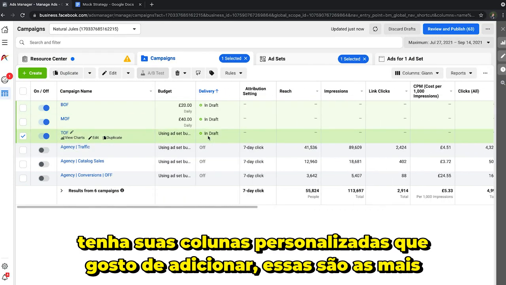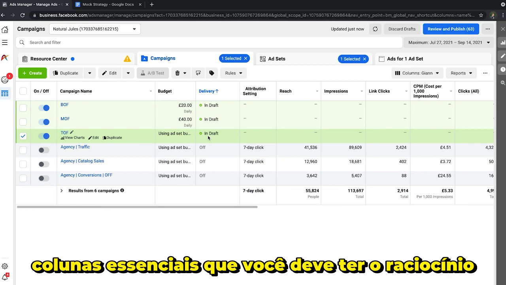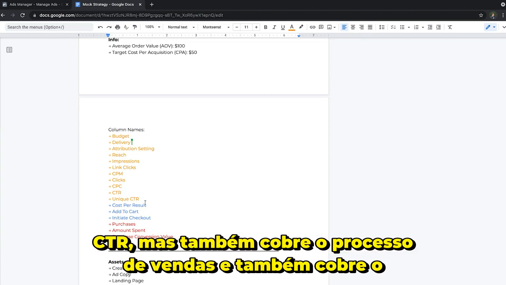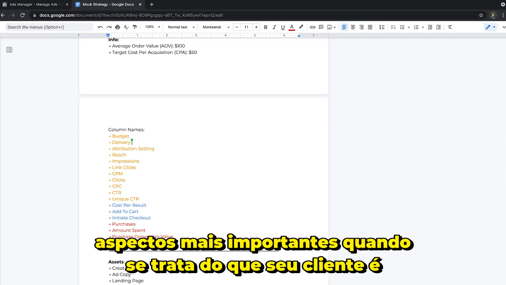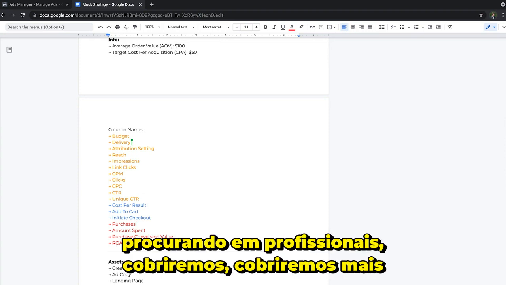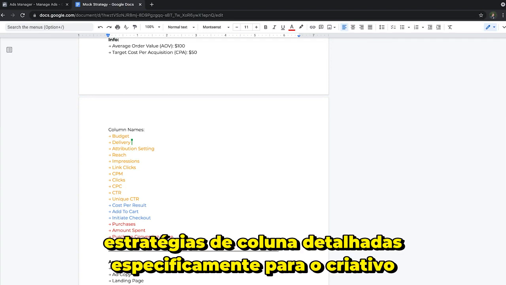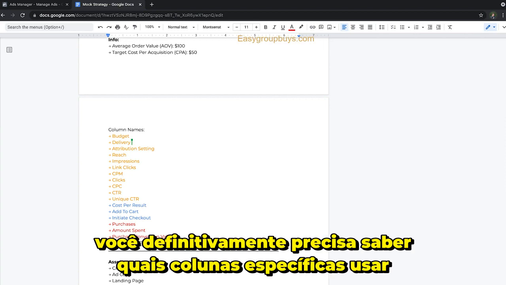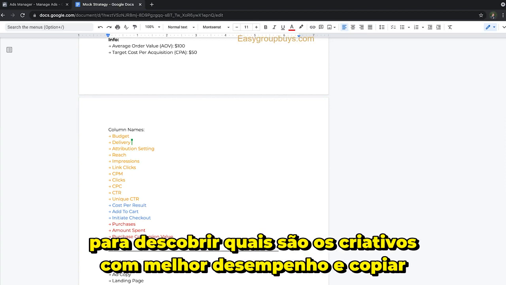I'd like to add, these are the most essential columns that you should have. The reasoning why is it covers the creative side of checking out your CTR, unique CTR, but also covers the sales process, and also covers the most important aspects when it comes to what your client is looking for. In Pro, we'll be covering more in-depth column strategies specifically for the creative side, because when testing dozens and dozens of creatives, you definitely need to know which specific columns to use to figure out what are the best performing creatives and copy as well.